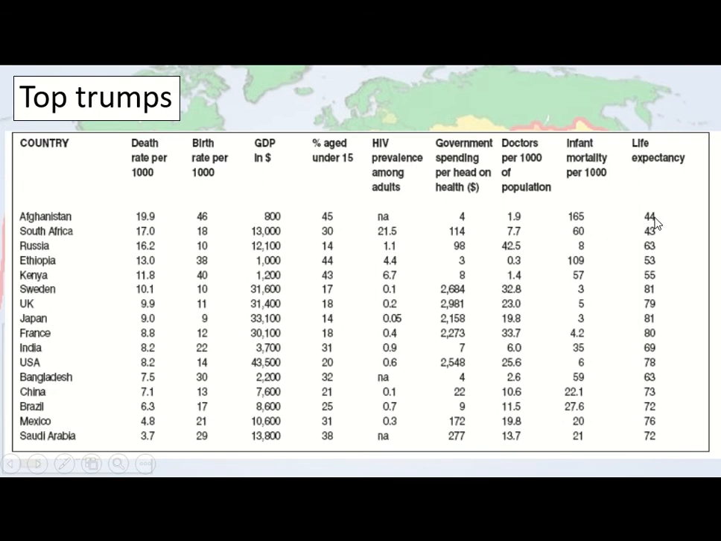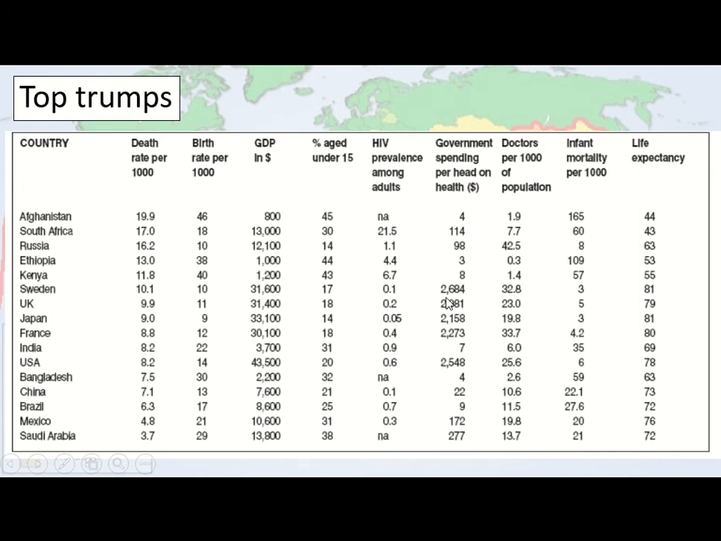So you need more than one measure, okay? You need to look at other things, and because we've got all these different stats, we can say, okay, what else is there that tells us that Afghanistan is less developed than the UK? How much money per person do they spend on healthcare? $4. How much money do the UK spend per person on healthcare?